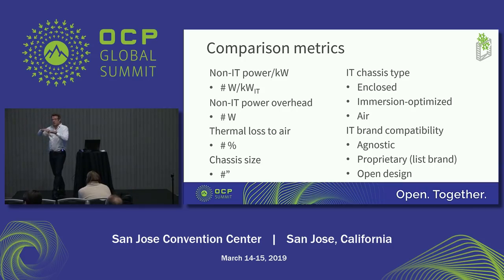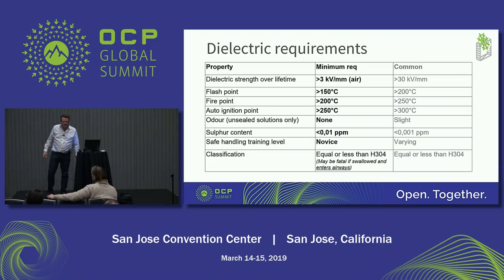Chassis type is relevant. Is it an enclosed chassis approach? Is it an immersion optimized system? So is it really optimized and designed for liquid? I mean, that can be an advantage. It can also be something that's in the way if you just want to be reverse compatible. Depends on your strategy. So an air design might be very useful for some, whereas optimization of IT will allow you to achieve certain goals. And brand compatibility, it's just a relevant piece of information. I won't get into that.